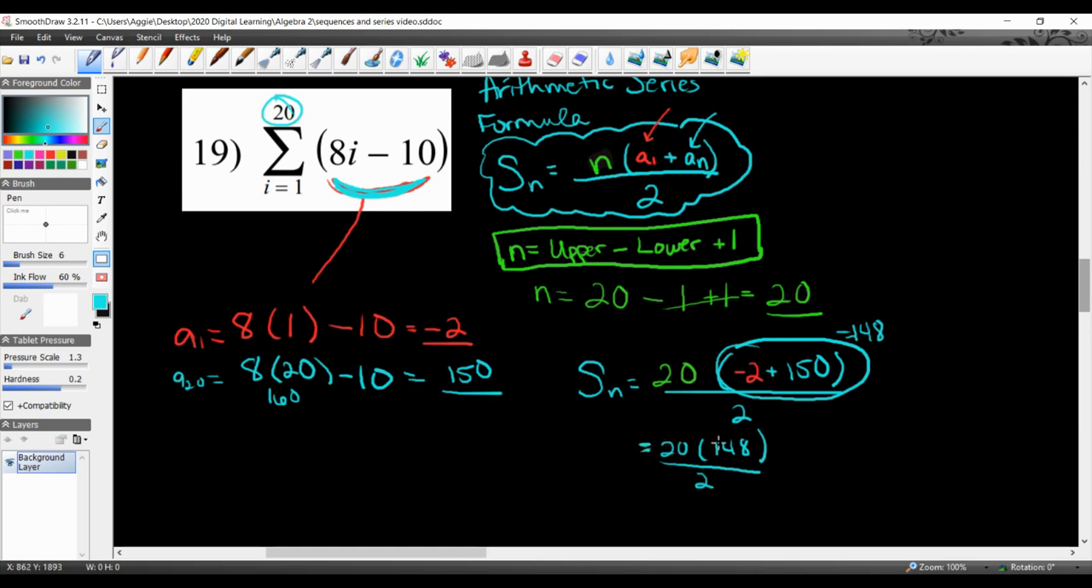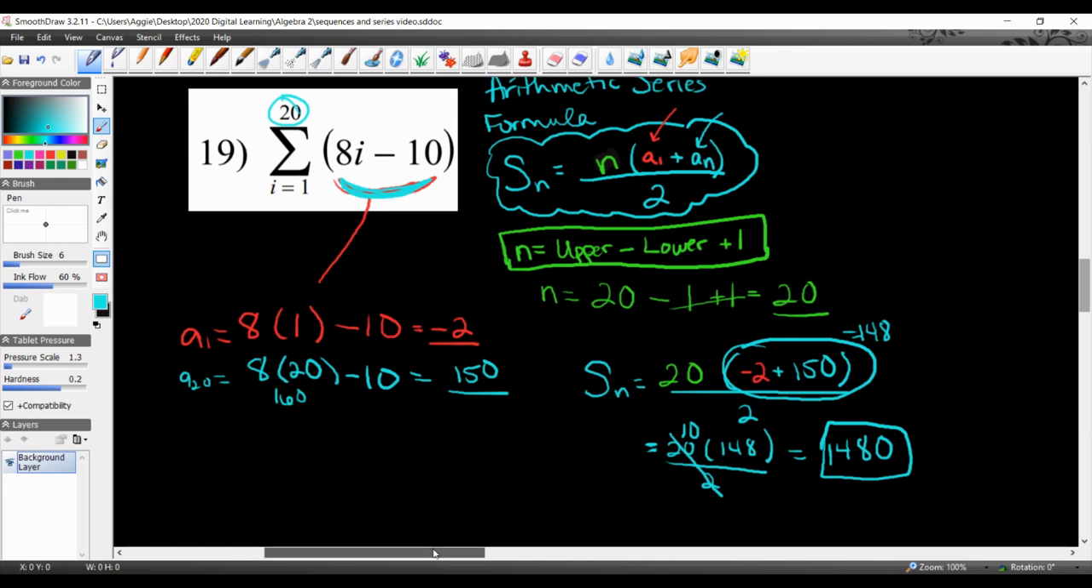I can either multiply and divide by 2, or I can simplify here. I'm going to simplify because I think it's a little easier. 20 divided by 2 is going to give me 10, which leaves me with 10 times 148, which is 1480. So that means that the sum of this particular expression from 1 through 20 is 1480, and that's our answer for this one.